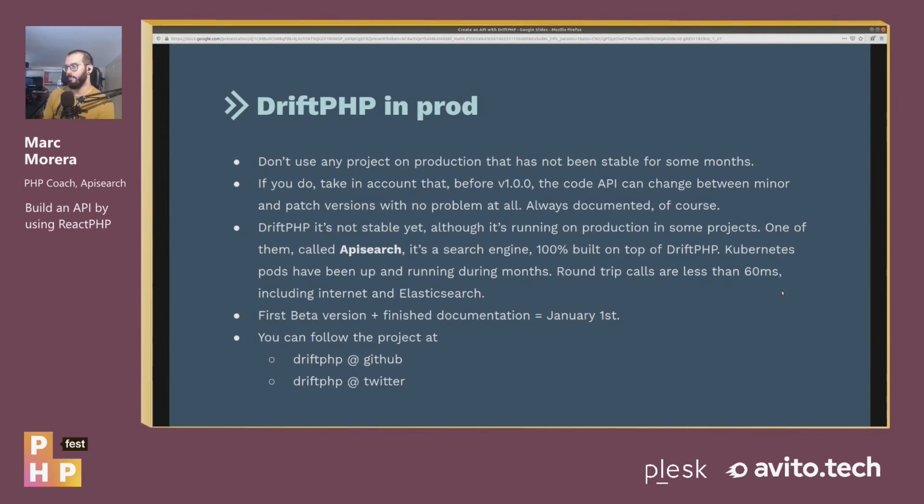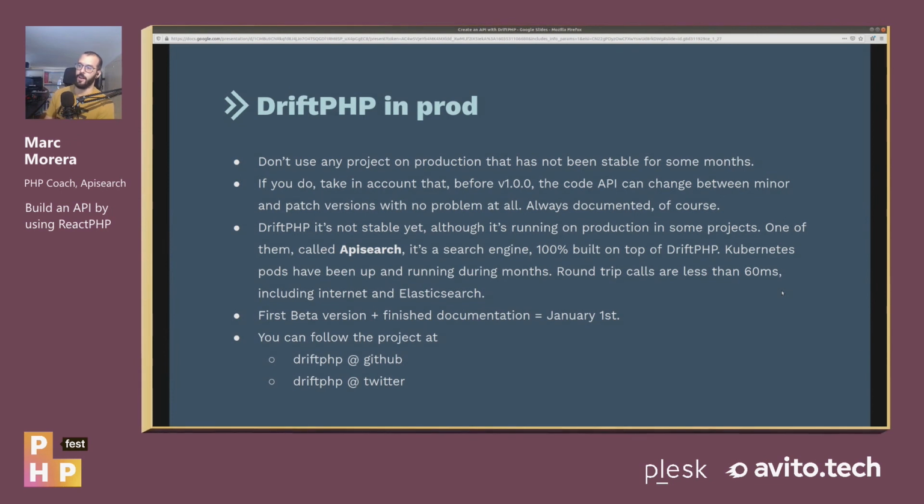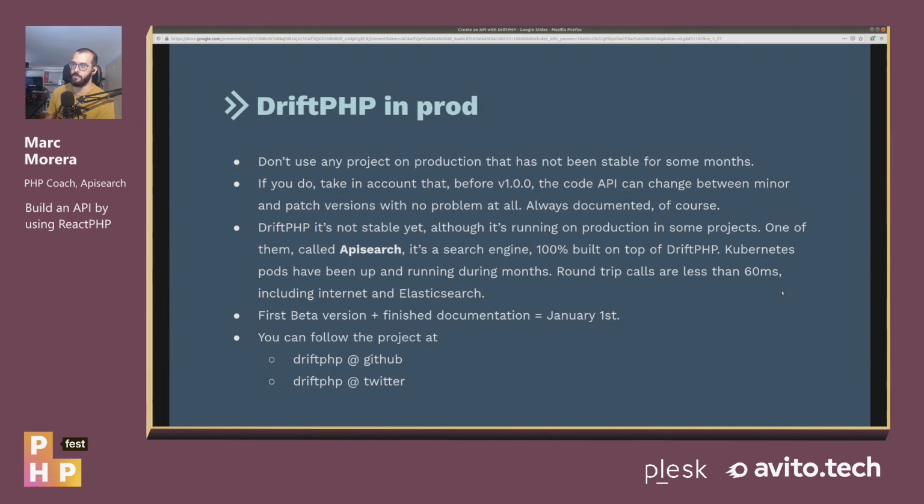From my point of view, I don't use any project in production until it has been stable for some months. That includes DriftPHP. If you ask me, can I build a project for production next month on top of DriftPHP? I would say no, don't do that. I can, because I know everything about how it works, but hopefully you don't. It's normal.